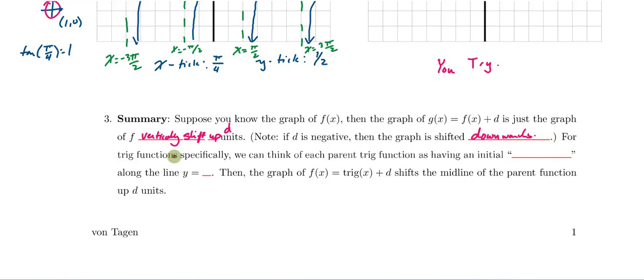So this knowledge that I just gave you here, folks, applies for any function. If I know the parent function, then just adding a plus d vertically shifts it up d units. If I want to talk specifically about the trig functions, then we can think of each parent trig function as having an initial midline, and that midline always starts out being along the line y equals 0. Then the graph of the new trig function, this should be g of x here, is the old one with d added to it. That just shifts the midline up d units.